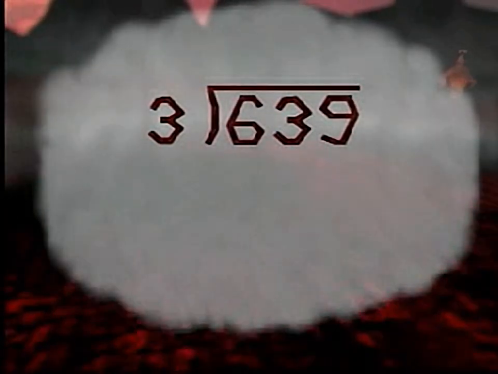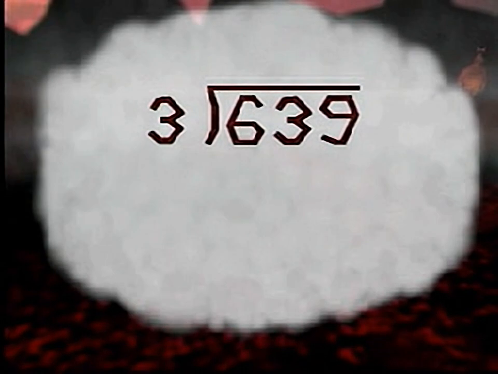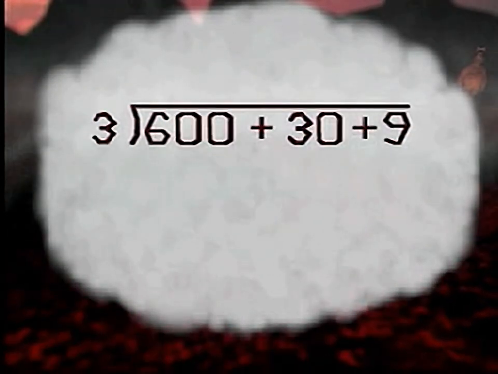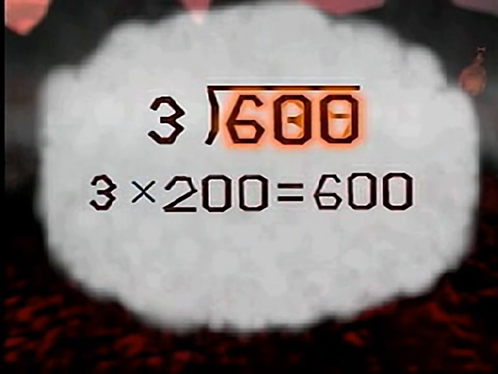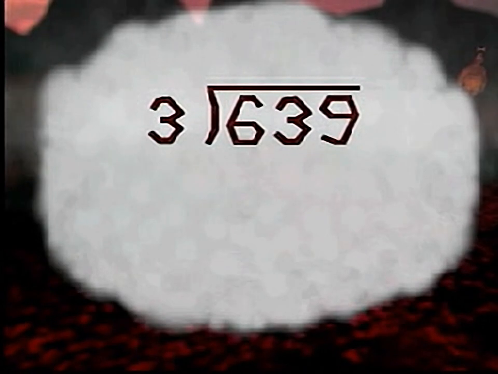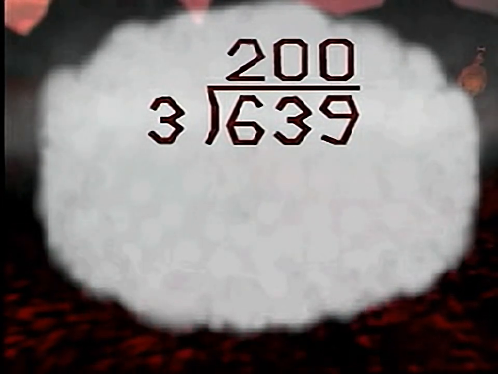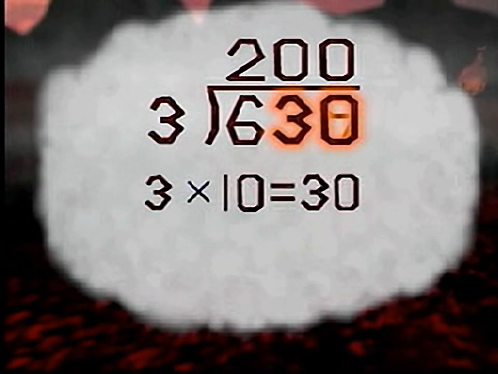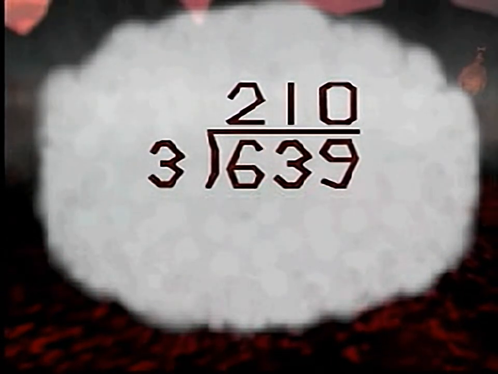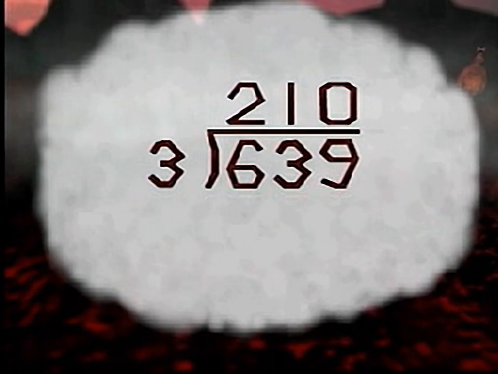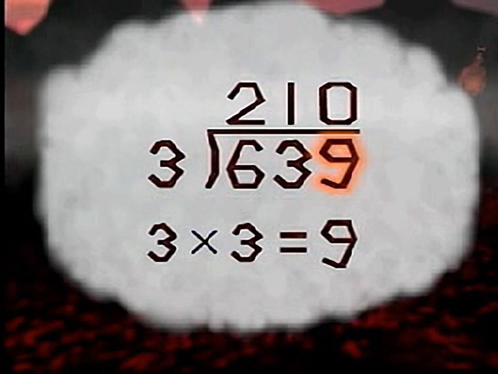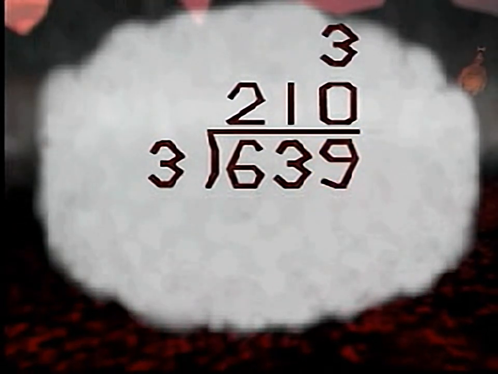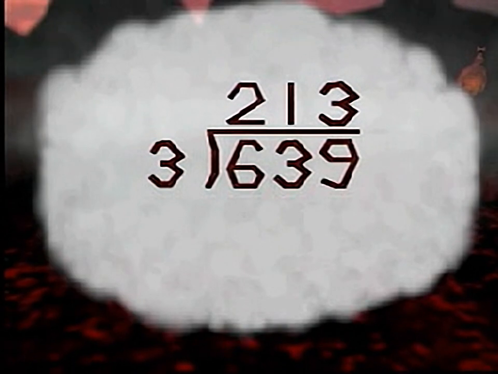Now for 639 divided by 3. Considering my divisor 3, this would be easiest as 600 plus 30 plus 9. 3 times what is 600? Well, 3 times 200 is 600. Write the partial answer 200. 3 times what equals 30? 3 times 10 equals 30. Adding the 10 to the 200, we have 210. 3 times what is 9? 3 times 3 is 9. So last, we add the 3 to our 210 for the final answer, 213.